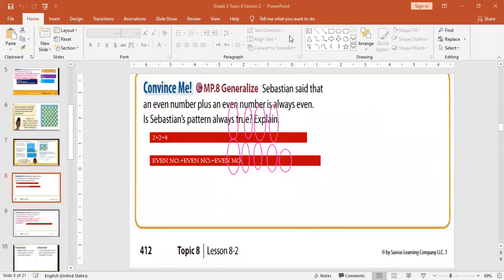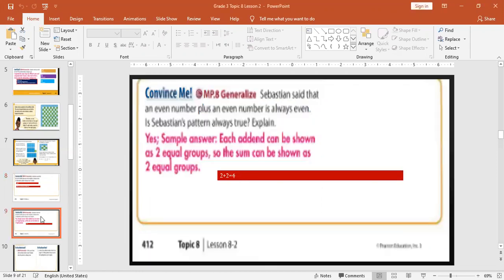Oh, let me delete this. So now he's telling me Sebastian said that an even number plus an even number is always even. Is Sebastian's pattern always true? Explain. Let's do it. 2 plus 2, even plus even equals even, of course. So even plus even equals even, yes. Each addend can be shown as an equal group, so the sum can be shown as 2 equal groups. So yes, Sebastian is right.